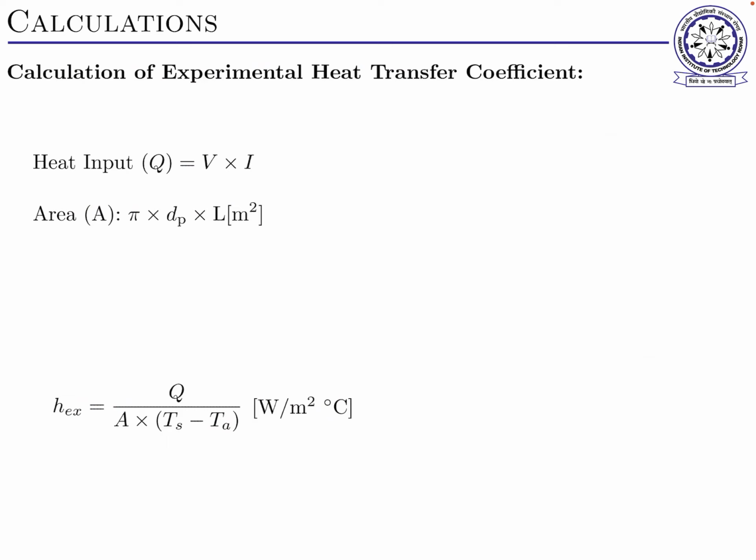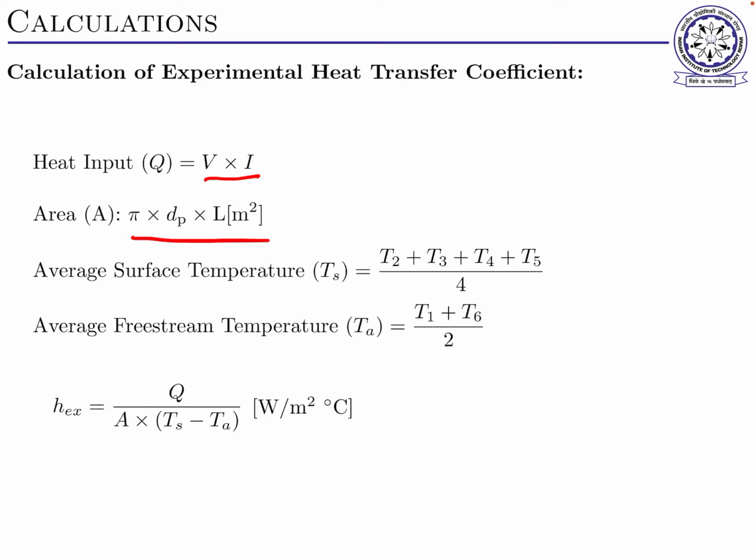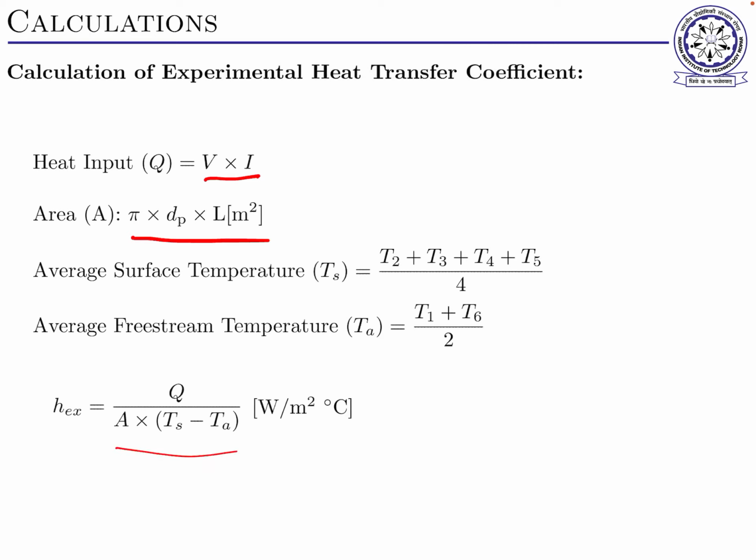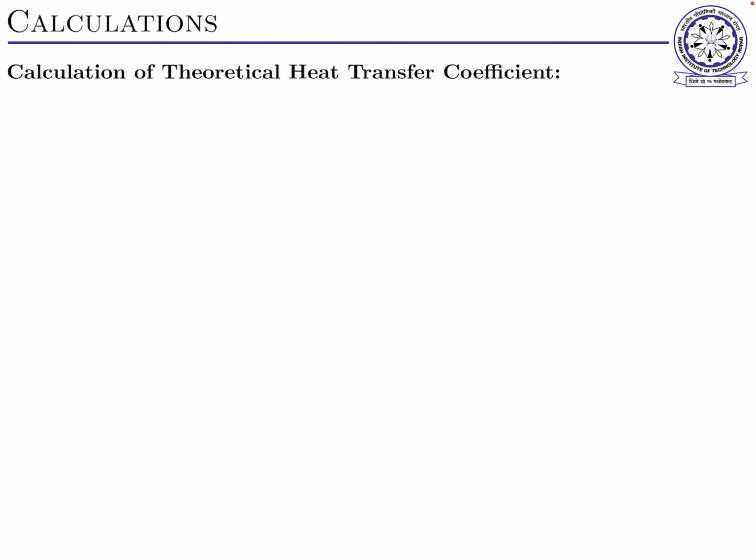Now, for the experimental value, I have already told you that Q is the heat transfer. You find the area, the average surface temperature, and the average free stream temperature, and then you can simply put them in this equation and get the experimental heat transfer coefficient. Now for the theoretical heat transfer coefficient, this is important. So how will we find this?